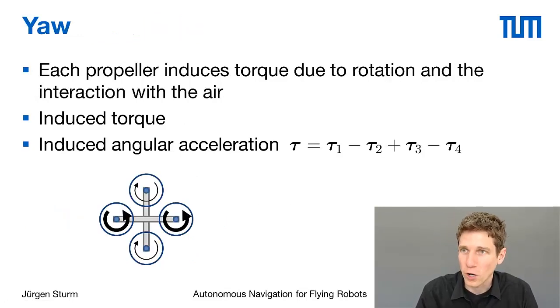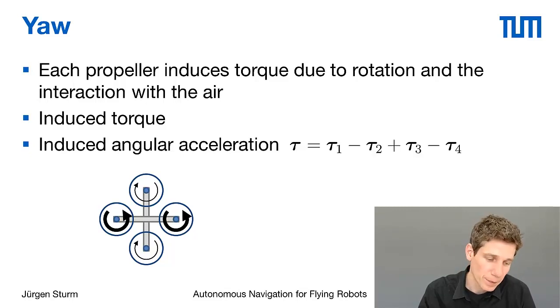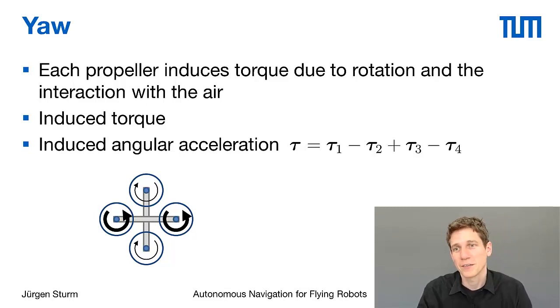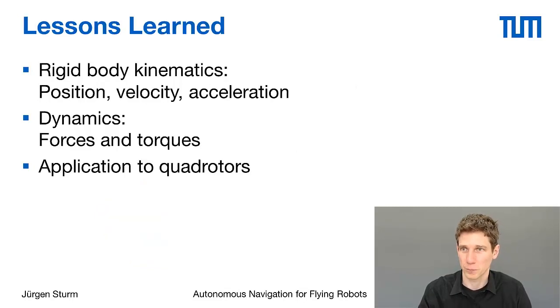Good. And then for rotating around the vertical axis, we can also modulate the speeds of the rotors in such a way that the sum of the torques does not equal 0 anymore, but that the left-turning motors are turning faster than the right-turning ones, for example, and that then induces a torque on the overall system. Good, so this already summarizes this video.